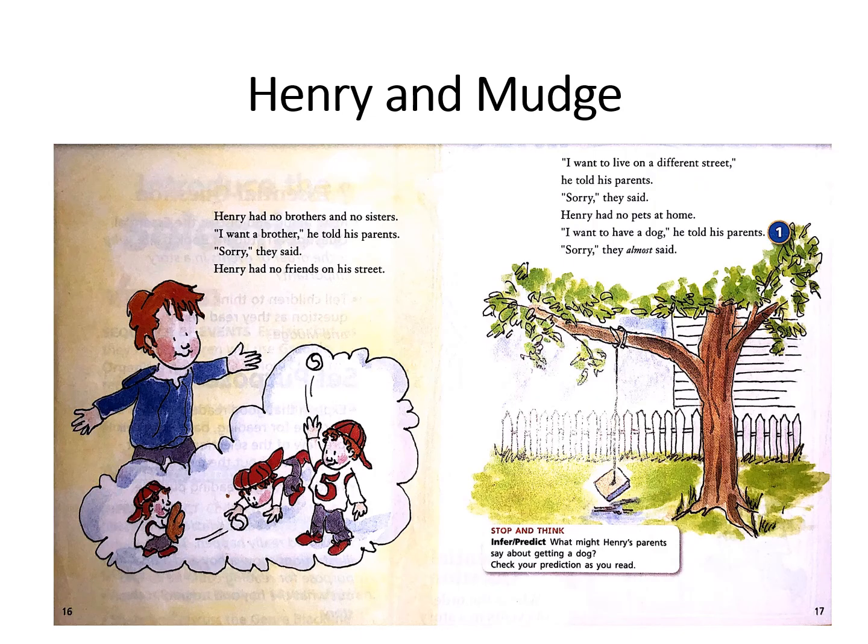Okay, you guys, let's dig right into the story, Henry and Mudge, and these are the first pages. As a review, in these first pages, Henry definitely wants some company. He's alone. He doesn't have any brothers and sisters. He doesn't have any friends because there are no children on the street. This is the part where Henry asks his parents for a dog. It says, I want to have a dog, he told his parents.